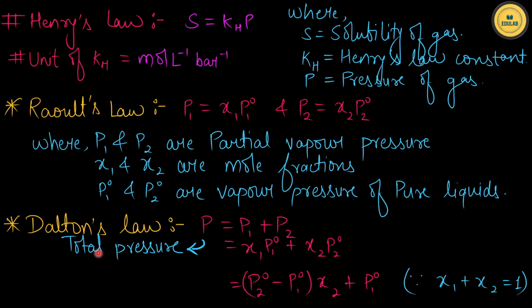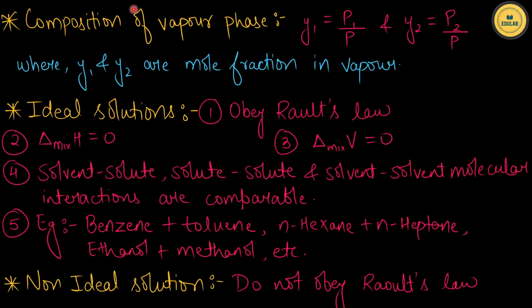Next one is Dalton's law. Dalton's law states that the total pressure is equal to the sum of all partial pressures. That means P1 plus P2, and here P1 is χ1 P1⁰ and P2 is equal to χ2 P2⁰. And we can solve this by using χ1 plus χ2 is equal to 1. Next one is composition of vapor phase, Y1 and Y2. Y1 is equal to P1 upon P and Y2 is equal to P2 upon P, where Y1 and Y2 are the mole fractions in vapor phase.